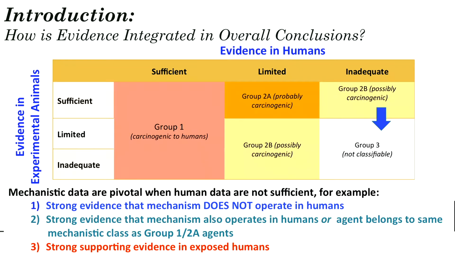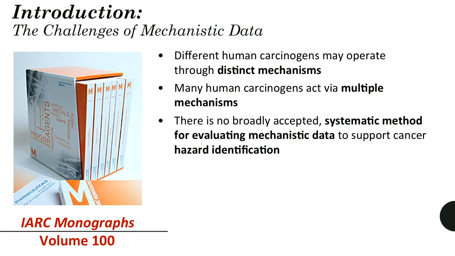If there is strong evidence that a mechanism does not operate in humans, then a compound is downgraded to a group 3. If there is limited evidence that a mechanism also behaves in humans, then it's classified as a group 2A. And if there is really sufficient evidence in humans supporting the conclusions that were done in animals, then they're grouped as a group 1 carcinogen. So that's a bit in short how these evaluations are conducted.